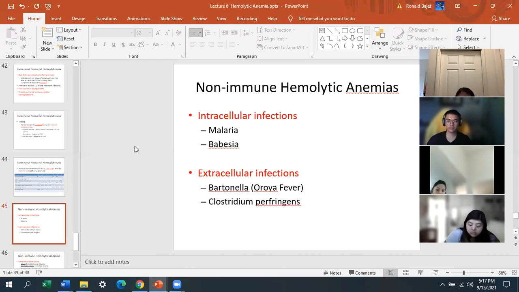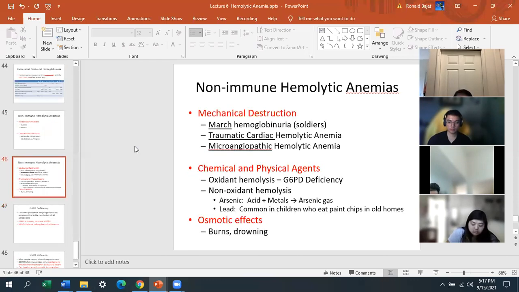Extracellular infection, that means outside the red blood cell, you can have Bartonella, which is a bacteria that I'll talk about next semester, and Clostridium perfringens. Those are bacteria that can cause hemolytic anemia outside of the red blood cell. So you got intracellular and extracellular. And then other reasons for hemolytic anemia: marching. You got mechanical destruction, chemical and physical agents, and osmotic effects.